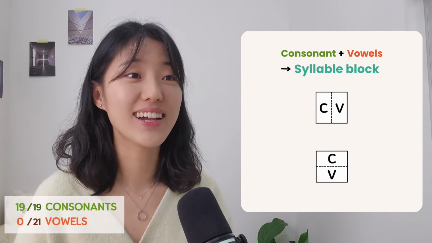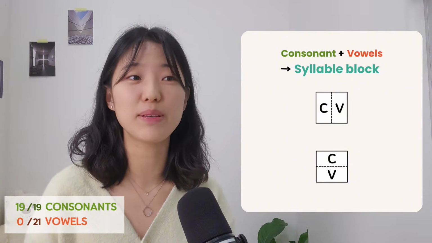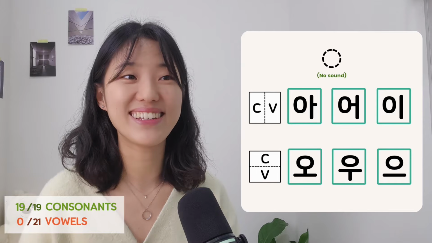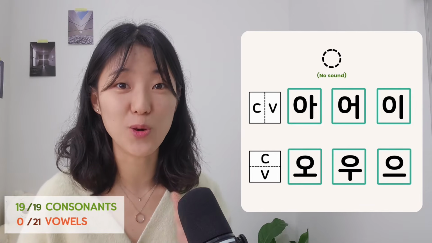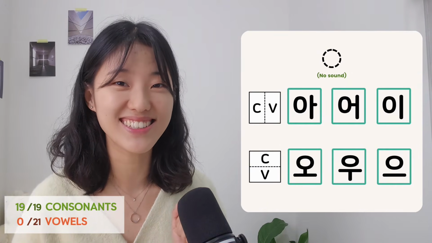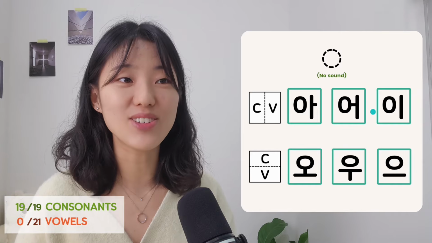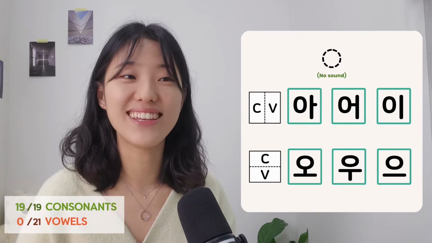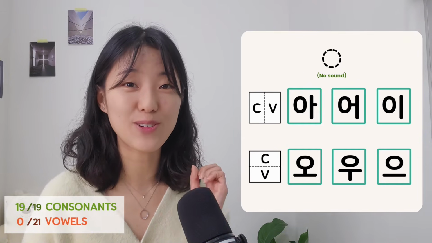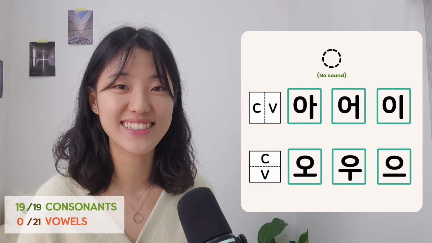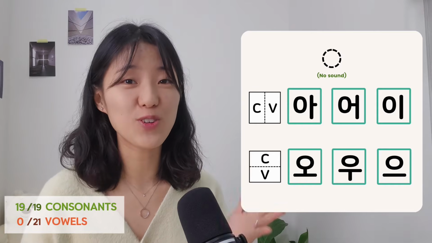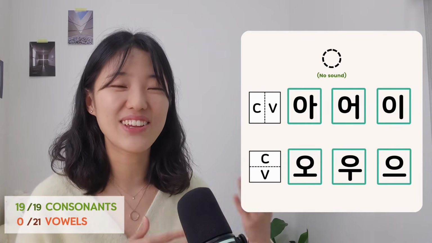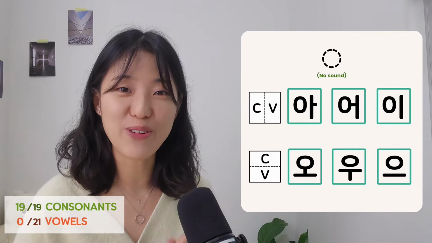So in Korean, consonants always come before a vowel. Let me show you an example. Remember this circular consonant with no sound, a special consonant? It means the sound of these blocks is just the same as the vowel sound itself. You can think of it as a placeholder for other consonants. It's okay if you don't fully understand everything for now. You will get used to it in the later video, so don't worry about it.